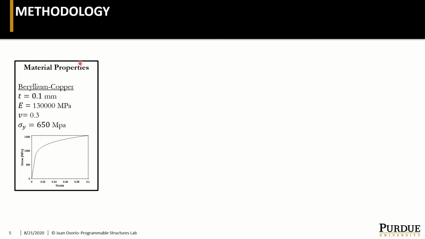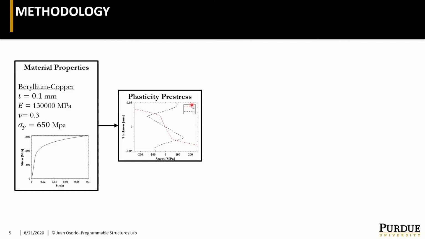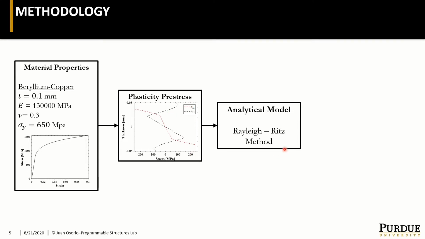So for the methodology, we start with our material properties. Here we select beryllium copper with a thickness of 0.1 mm, and we will need all this stress-strain curve, including the elastic and the plastic part, as you can see here. This is in order to calculate the plastic prestress for the tape spring that will fit our analytical model, joining our boundary conditions that we want to fulfill.